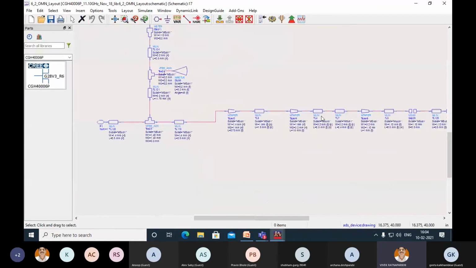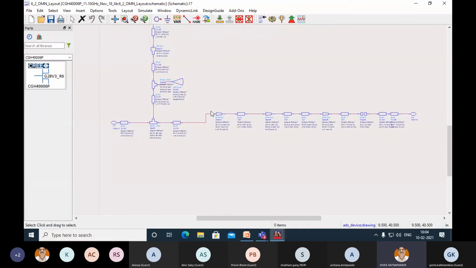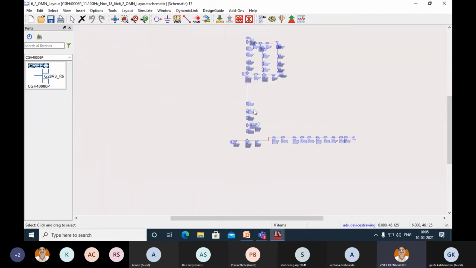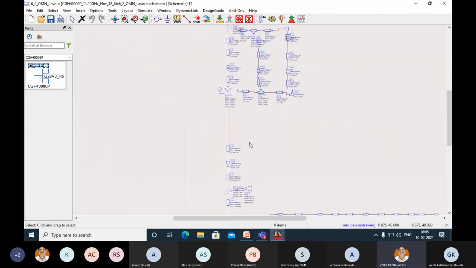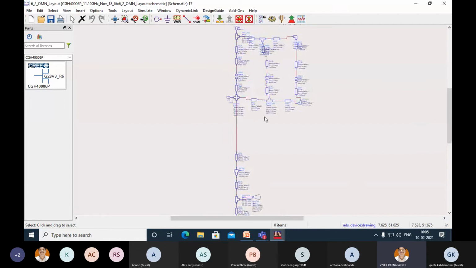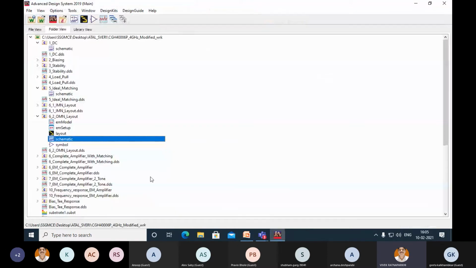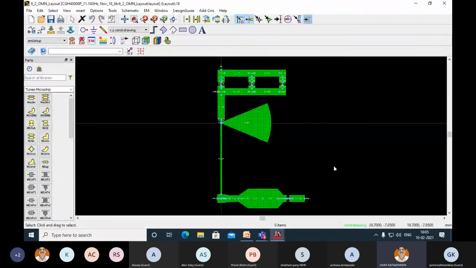Similarly, I have created the output section. Once I have created the output matching network, which I have just demonstrated to you, then this is the drain bias T. We don't have a resistor over here. Again, 3 bypass capacitors, the provision to use all these 3 bypass capacitors I have created. And then I have generated its layout. So it looks like this.